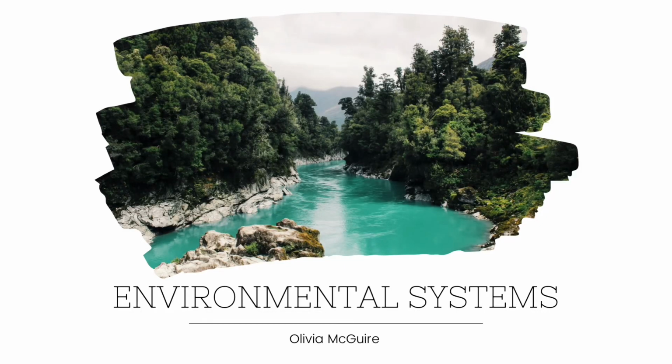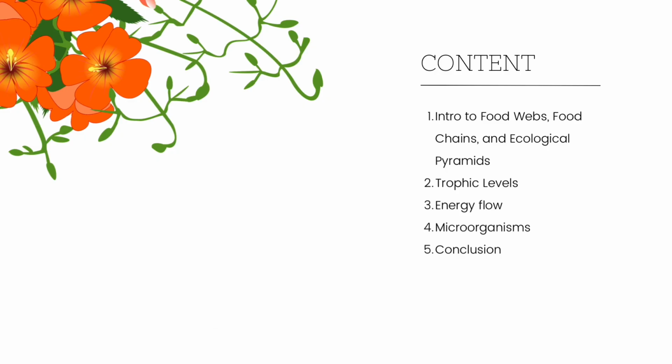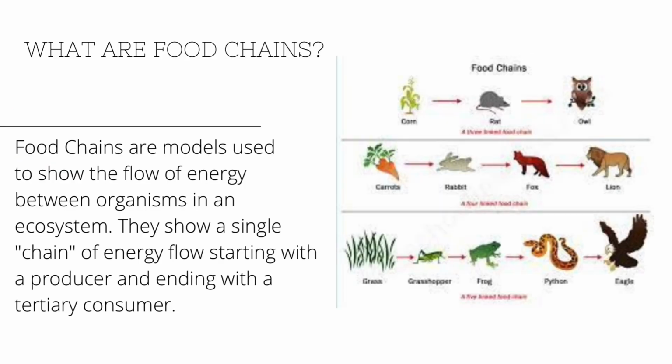Hi, my name is Olivia McGuire, and today we will be reviewing environmental systems, which will be food webs and food chains. So first we will look at food webs, food chains, and ecological pyramids. Then we will see trophic levels, energy flow, and microorganisms. And then finally we will review it all.